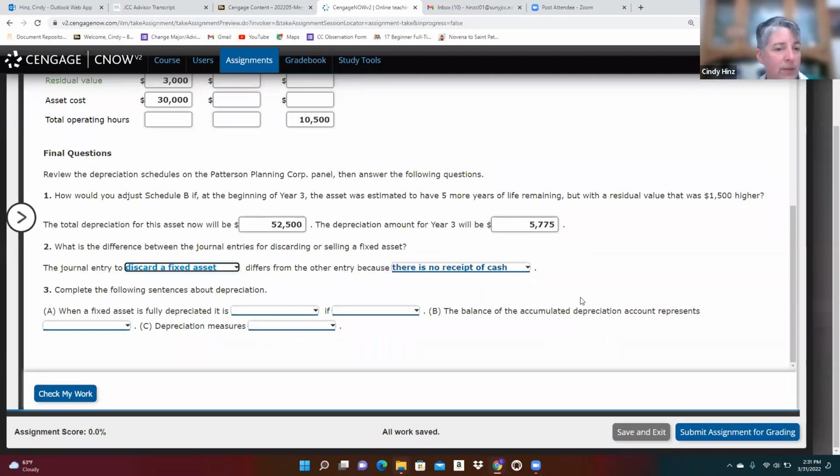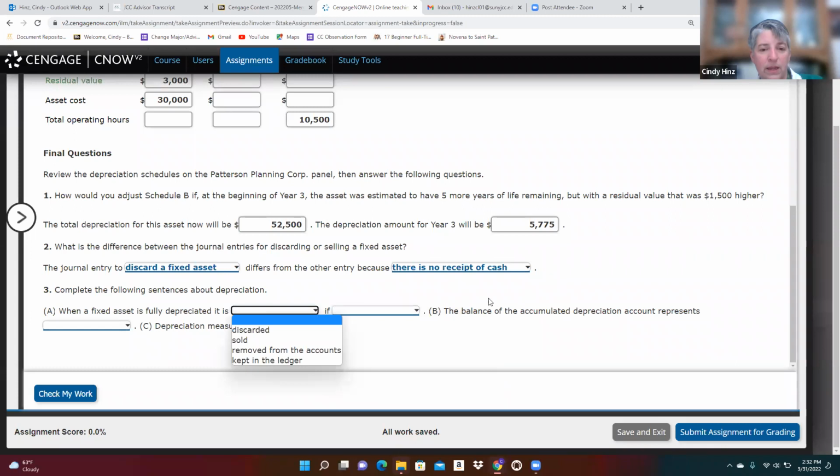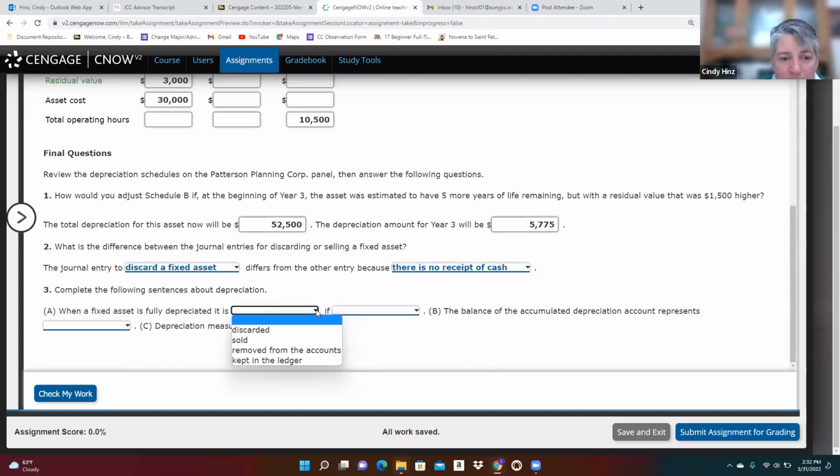Finally, complete the following sentences about depreciation. When a fixed asset is fully depreciated, it is blank if blank. Okay, so we have to find two of these. I wish I could have both of them open at the same time. So if it has a residual value, and I'm just reading through the options here to find two that match up.